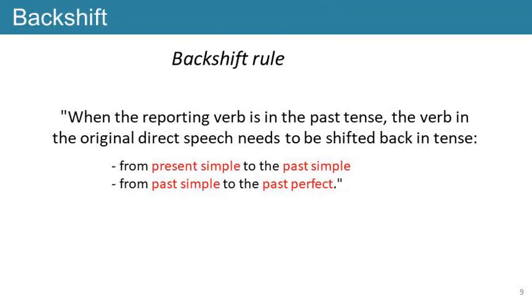We can summarize the backshift rule as follows. When the reporting verb is in the past tense, the verb in the original direct speech needs to be shifted back in tense, from present simple to the past simple, and from past simple to the past perfect.